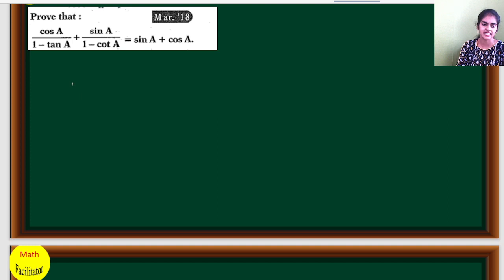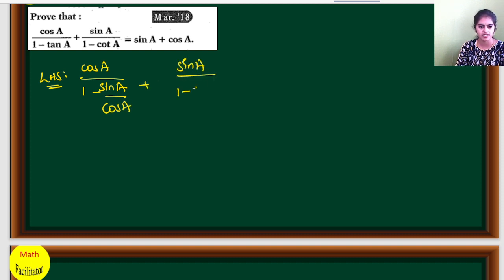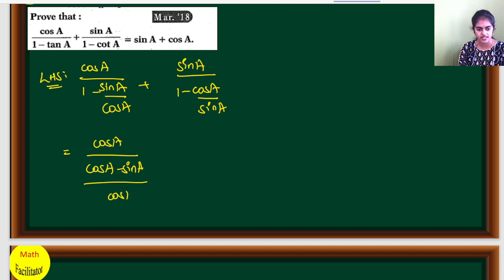Now cos a by 1 minus tan a plus sin a by 1 minus cot a, equals sin a plus cos a. So let us take the LHS again. Tan, cot, secant, cosecant, whatever is there, convert it into sin and cos. So I can write this as cos a upon 1 minus sin a upon cos a, plus sin a upon 1 minus cos a upon sin a. So that is equal to cos a upon cos a minus sin a taking LCM, whole divided by cos a, plus sin a upon sin a minus cos a whole divided by sin a.